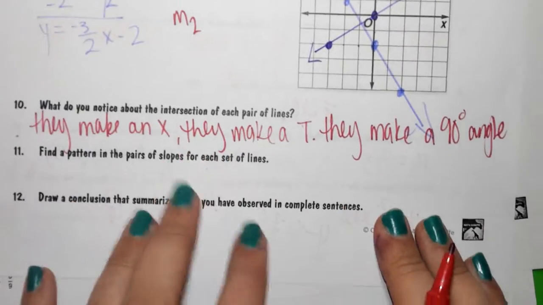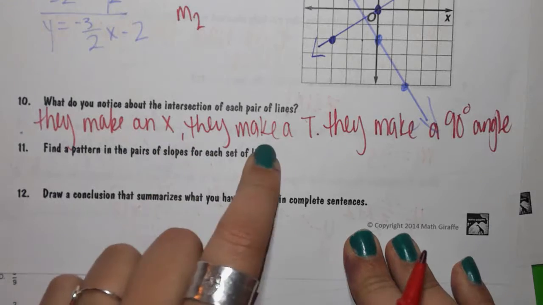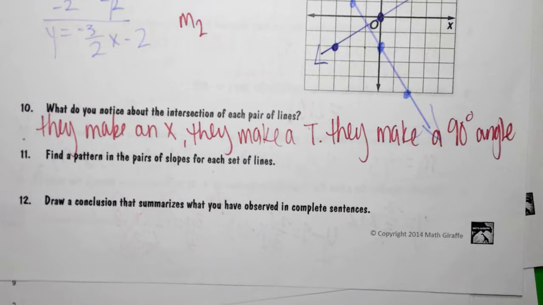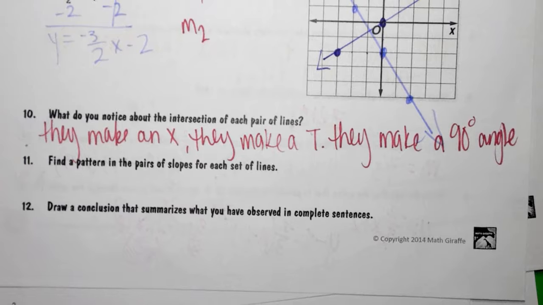Alright. If they make an X, they make a T, they make a 90-degree angle. Something to that effect, have that down. Has everybody answered number 10 on their paper? Right on your paper, we've answered number 10. We're a step ahead of you.